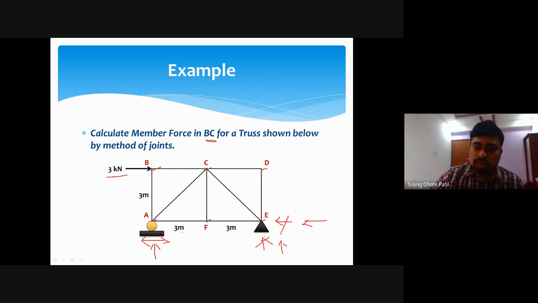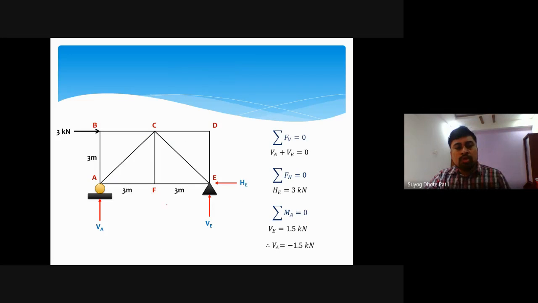Horizontal movement is possible. Okay, next. So here if we think about this truss, we have this horizontal force of 3 kilonewton at joint B, and one vertical reaction at joint A, and two reactions at joint E, one vertical and one horizontal, as a hinge support.